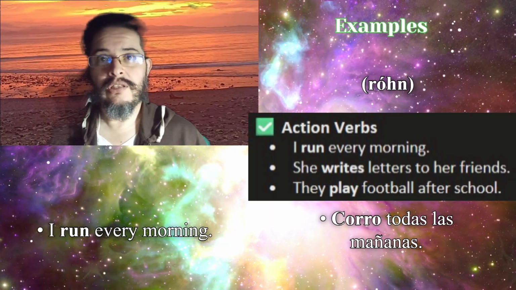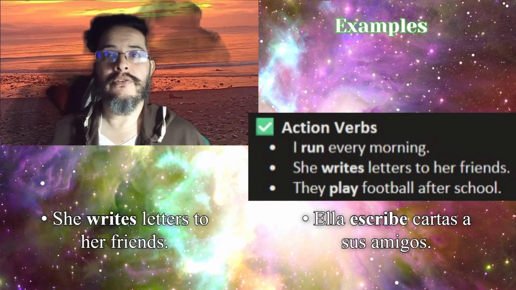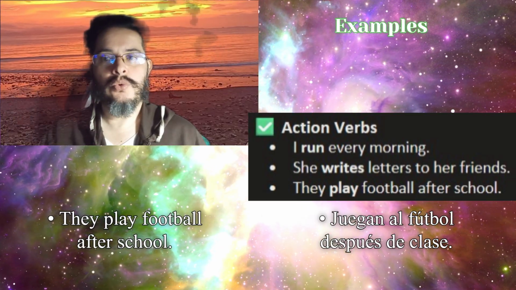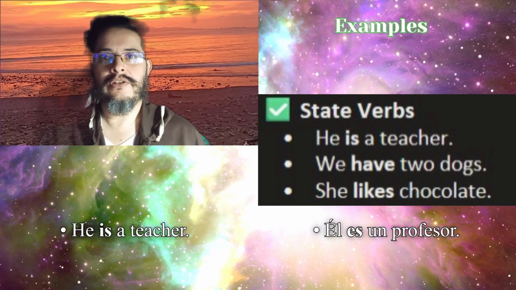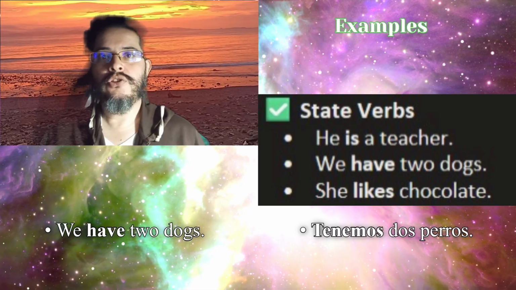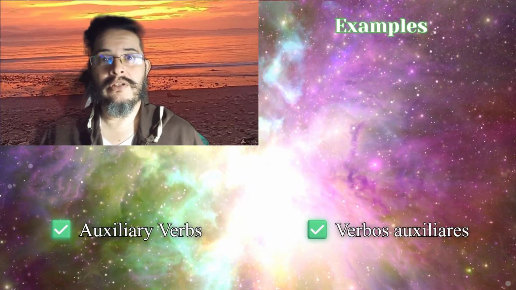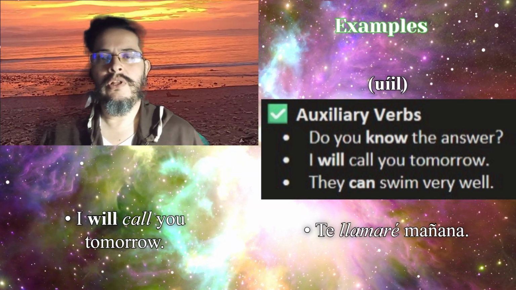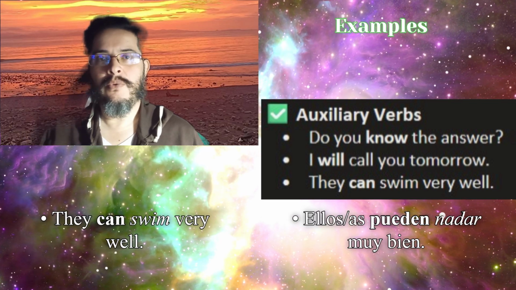Some examples of these verbs are action verbs. I run every morning. She writes letters to her friends. They play football after school. State verbs. He is a teacher. We have 2 dogs. She likes chocolate. Auxiliary verbs. Do you know the answer? I will call you tomorrow. They can swim very well.